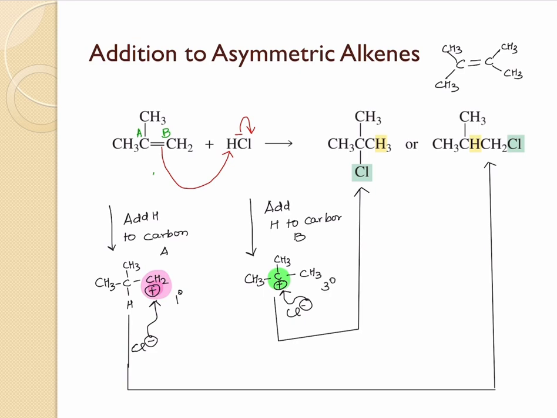Now between these two carbocations, which one is more stable? We have a primary carbocation and we have a tertiary carbocation. Between these two, obviously the tertiary carbocation is more stable, and the product that comes from the tertiary carbocation is the one that's formed in major quantity. So this is a major product and this one is a minor product.